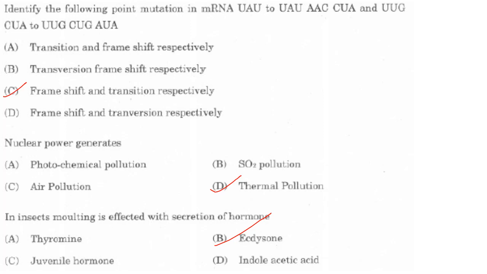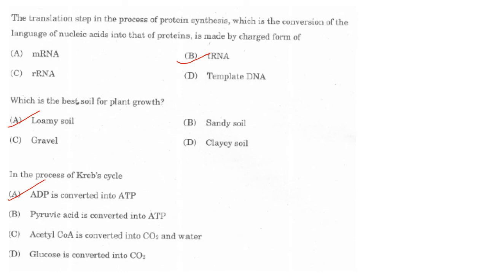Then nuclear power generates thermal pollution. Answer is option D. In insects, molting is affected with the secretion of the hormone ecdysone. Answer is option B. The translation step in the process of protein synthesis, which is the conversion of the language of nucleic acids into that of the proteins, is made by changed form of, answer is option B, tRNA. Which is the best soil for plant growth? Loamy soil. Answer is option A.